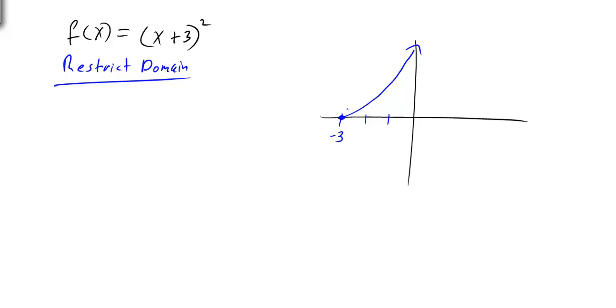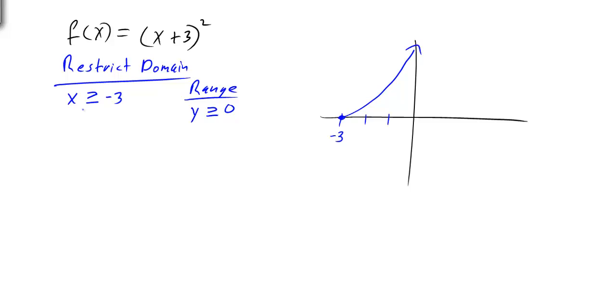So it looks like we could simply restrict the domain by saying that x has to be greater than or equal to negative 3. And if that's our domain, then the range, looking at the graph, should be obvious. It doesn't go below the x-axis, so that means our y value is greater than or equal to 0.